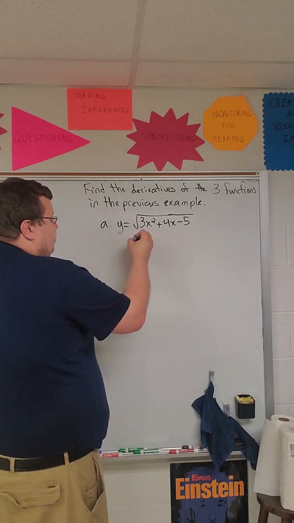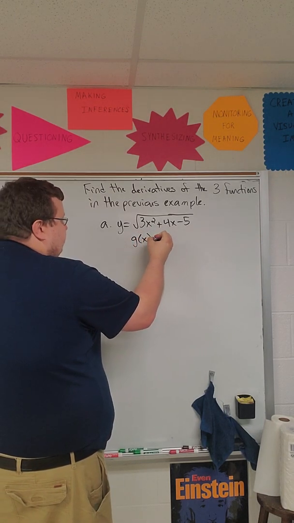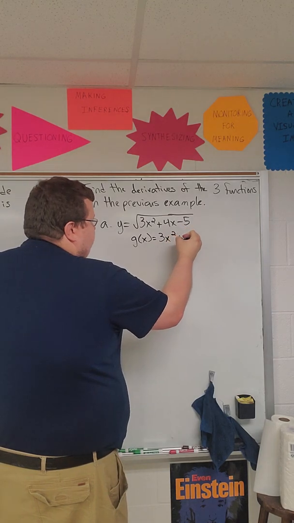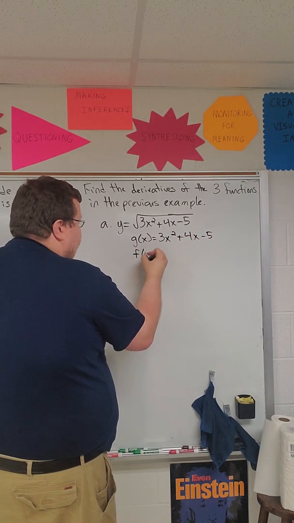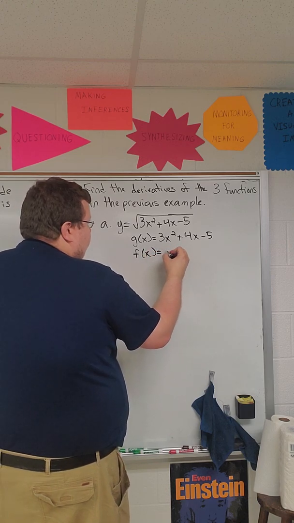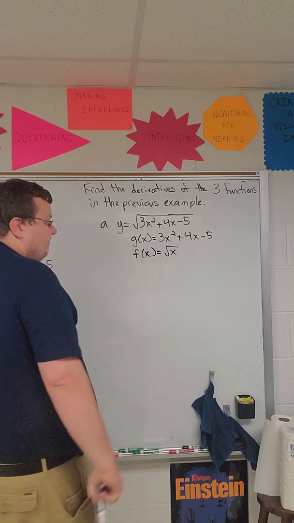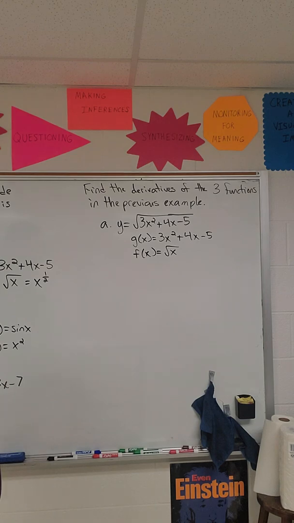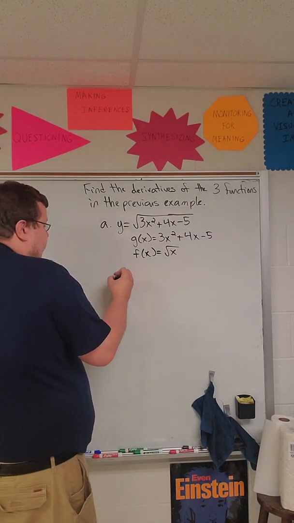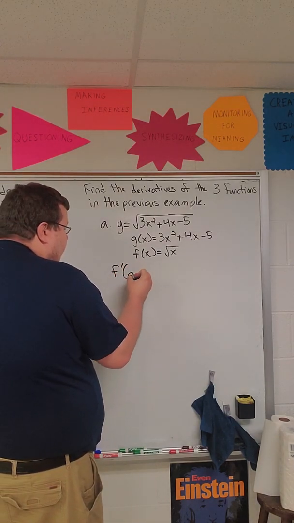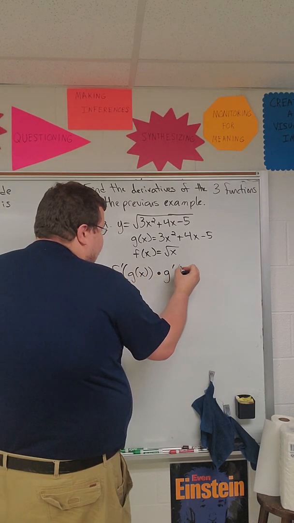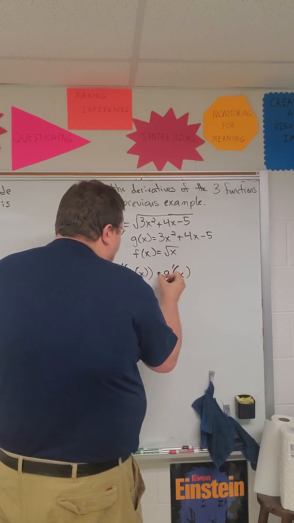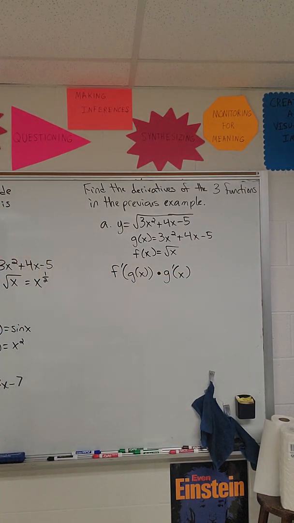So we know what our g is. g of x, the inside function, was 3x squared plus 4x minus 5. We know what our f is. That's the square root of x. And we know the chain rule. The chain rule says that I'm going to find f prime of g of x times g prime of x. That's from our chain rule definition earlier in our notes.